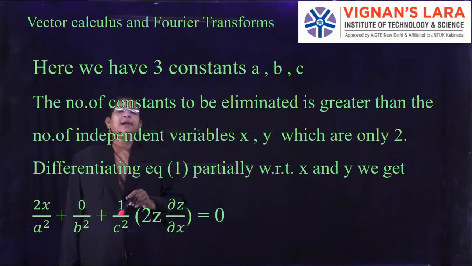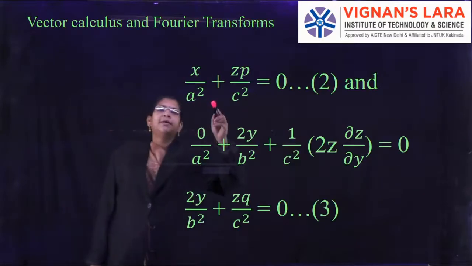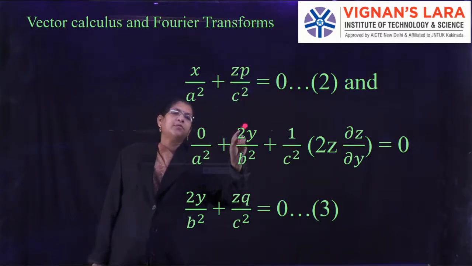Now we will divide LHS and RHS, each and every term, with 2. Then what will you get? First term is x by a square plus second term is 0 plus last term is z by c square into what is dou z by dou x? It is p, equal to 0. So what will you get? x by a square plus zp by c square equal to 0. Take this as equation 2.